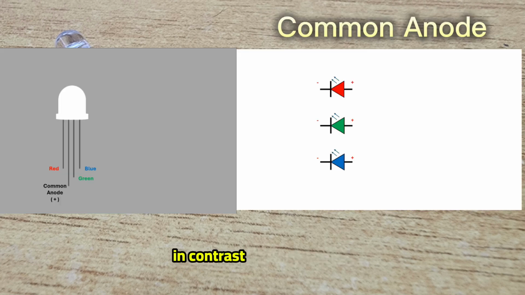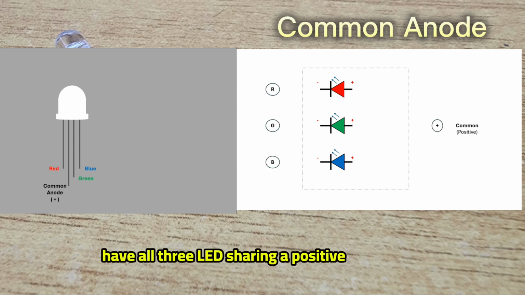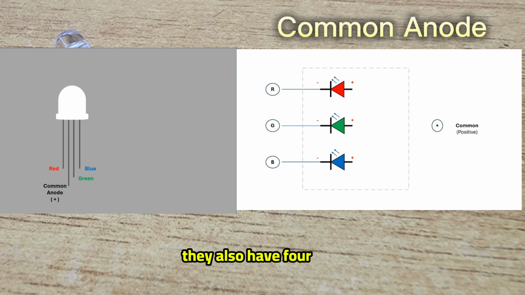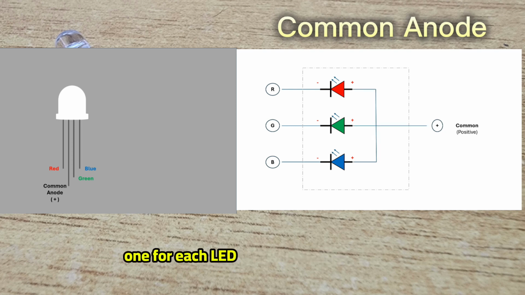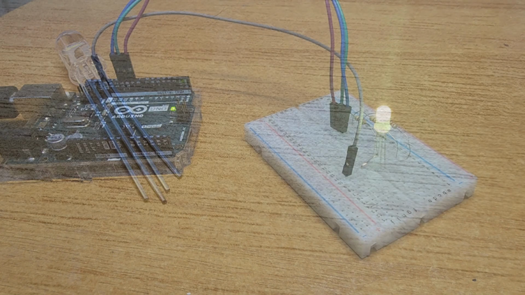In contrast, common anode RGB LEDs have all three LEDs sharing a positive connection. They also have 4 pins, one for each LED and one common anode.